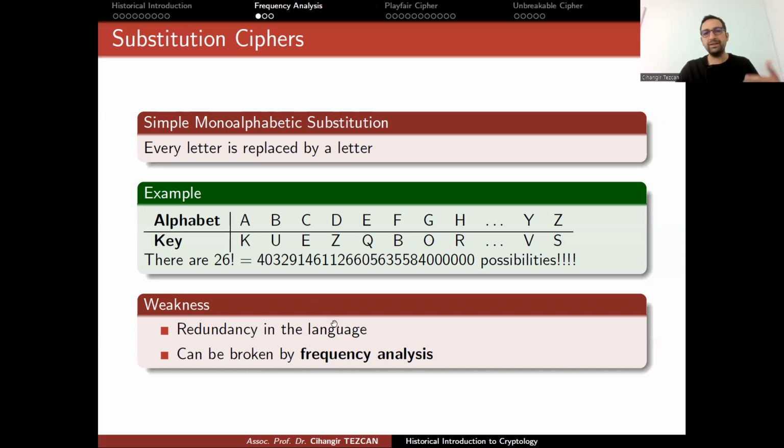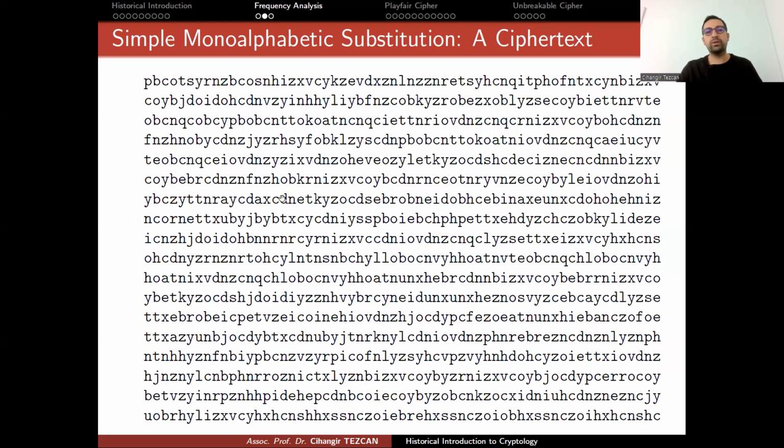So let's look at what the redundancy is and how we can use it, okay? Here's an example. I wrote something in English, then I used monoalphabetic substitution. The ciphertext looks like this, okay? As you can see, it looks random. You cannot come up with a very easy way to convert it to plaintext. As you can see, you cannot say it, right?